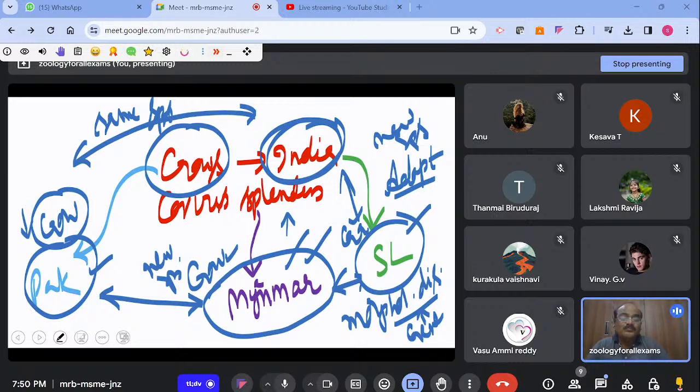Now you have to prove that the crow living in Myanmar is a new species. How will you prove it? Based on morphology, somebody said that it is a new species. Will you agree?